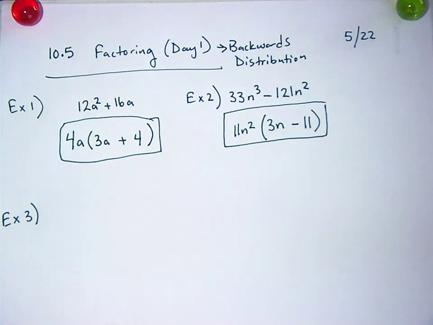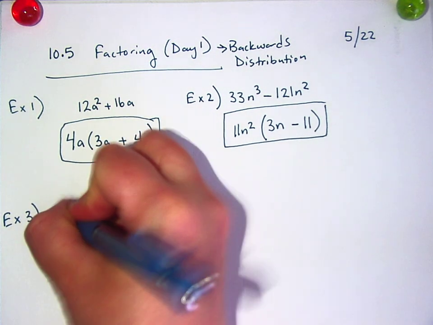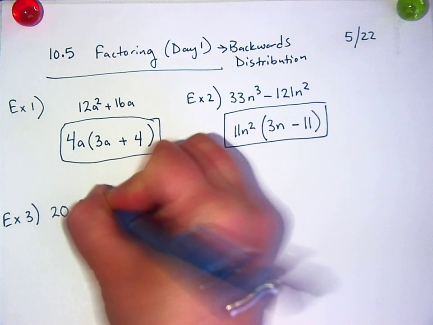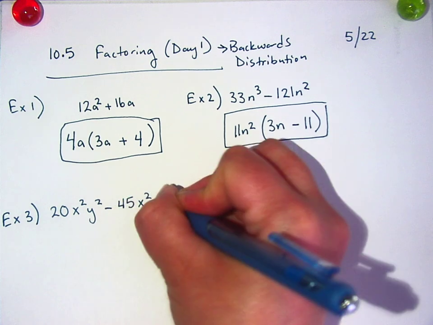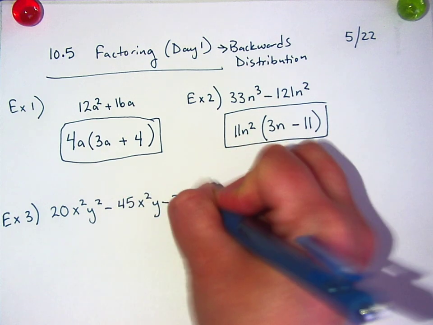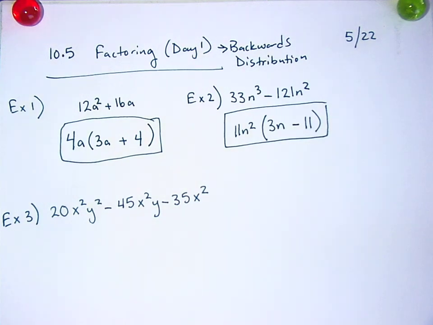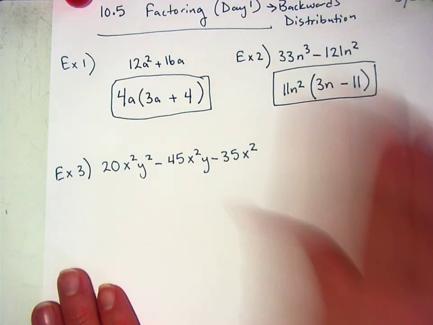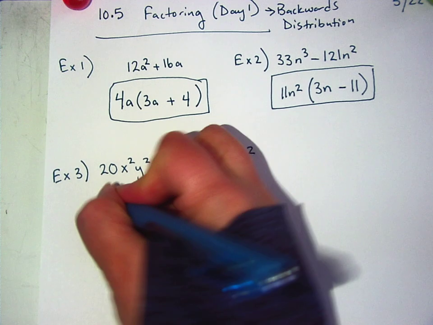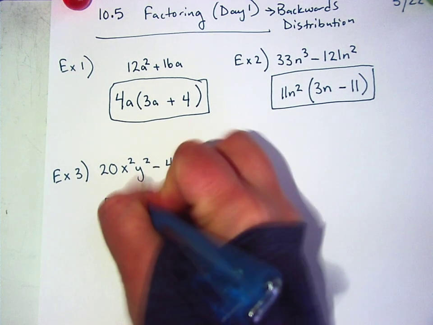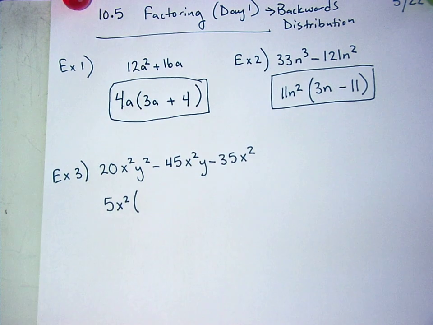All right, let's try 20x squared y squared minus 45x squared y minus 35x squared. Oh yeah, just a little bit more. It's not that bad. Now we need to think about what's in all of them. 20, 45, and 35 are all divisible by 5. A 5 and an x squared is in all of them, right? Okay, so what's left? 4.